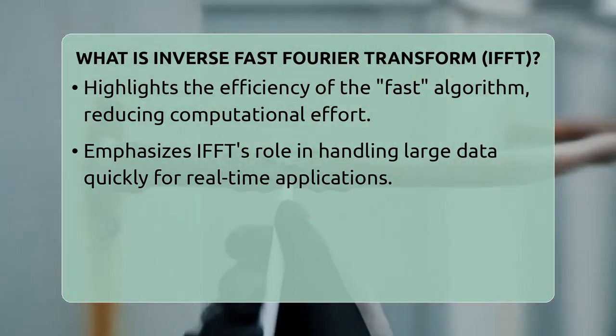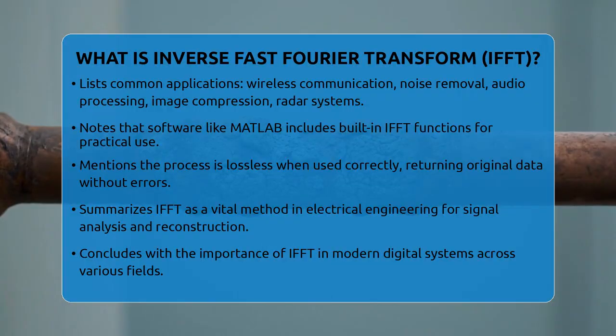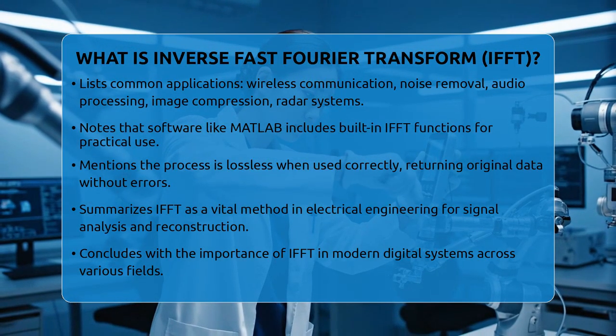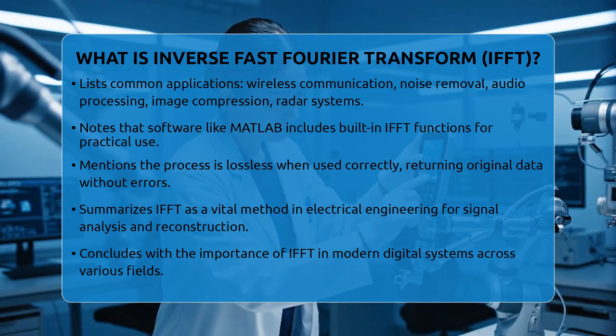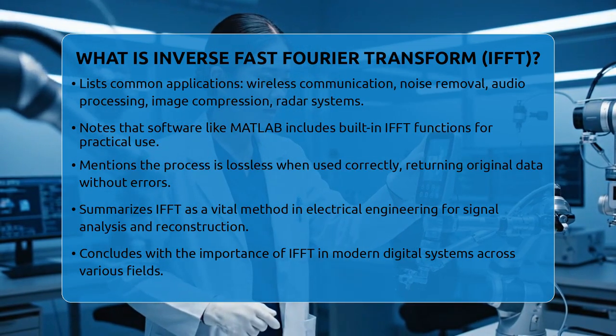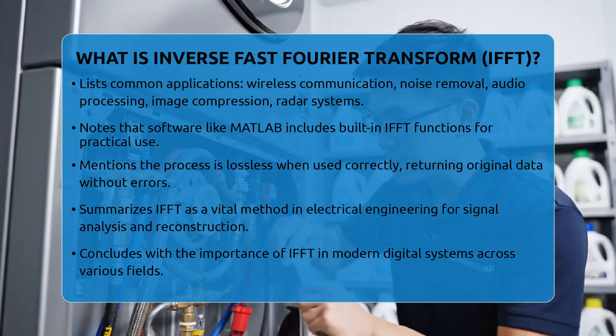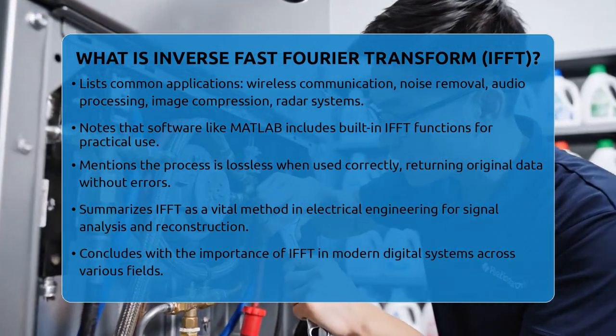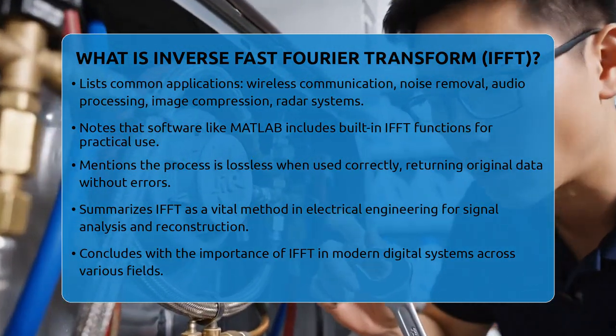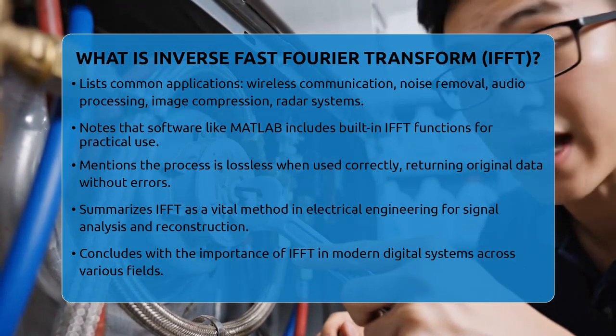Most software tools like MATLAB have built-in functions for the inverse fast Fourier transform. When you run this function, it takes your frequency data and returns a sequence of numbers that represent the original signal over time. This process is lossless when used correctly, meaning if you do an FFT followed by an IFFT, you get back your original data exactly, assuming no numerical errors.